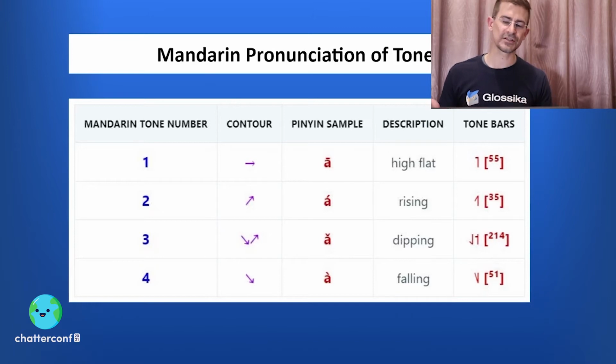Now, normally we just call this a low falling tone because that's how people speak. You don't have to do the whole dipping and coming back up. So normally you just say it as a low falling tone. Now, that fourth tone is you've got to start really high and come down forcefully. Okay, so again, the four tones.